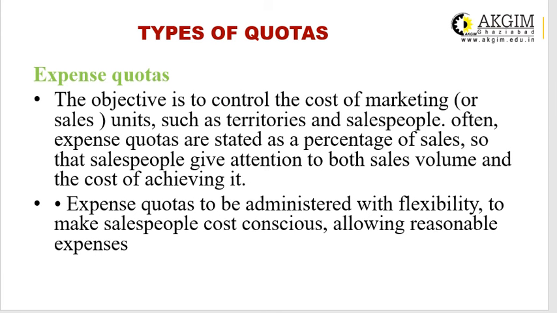Then we have the expense quota. After the gross margin or the profit contribution quota, you have the expense quota. From the name itself, you can understand that this quota is set so that the sales manager can control the expenses that are being incurred by the salespeople. The objective is to control the cost of marketing units such as directories and the salespeople. Often the expense quotas are stated as a percentage of sales so that the salespeople give attention to both sales volume and the cost of achieving it. The expense quotas are administered with flexibility to make salespeople cost conscious while allowing reasonable expenses.